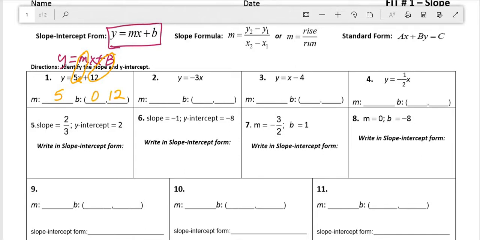This one on number 2, the slope is negative 3, and the y-intercept, there's nothing here. I could put plus 0, but I do not need to. So the y-intercept is at 0, 0. Now, look at number 5. If I wanted to write this in slope-intercept form, here's my slope, 2 over 3, and the y-intercept is at 2. So all I have to do is put y equals 2 over 3 x plus 2. That would be my final answer.